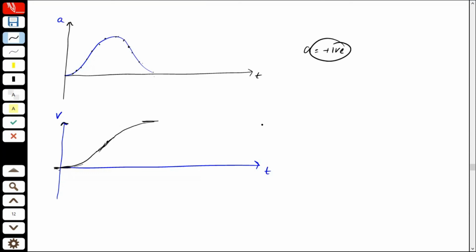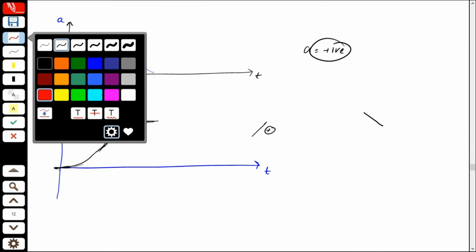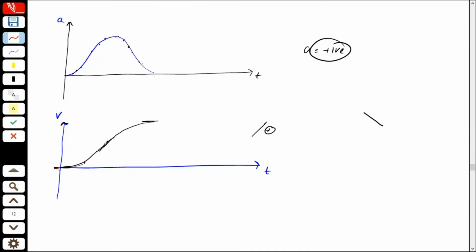We have already done in previous videos that the gradient is positive in this type of line, and the gradient is negative like this. So for the tangent of the velocity time graph, the gradient should be positive and it should increase. Then it should decrease, and it should become zero.